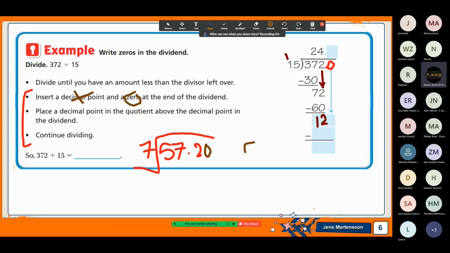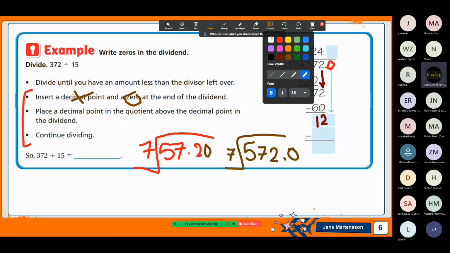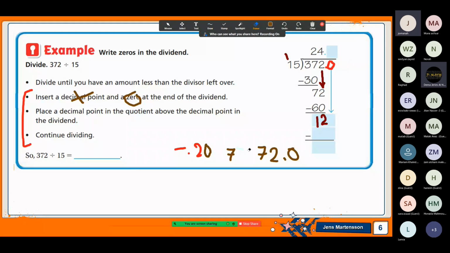But if there is a number like this, and there is no decimal point and there's no 0, you will add both of them. So I will repeat. If there is a decimal point, just add 0. If there is no decimal point, you have to add a decimal point and the 0 in order to continue. Got it, teacher? Is it clear?